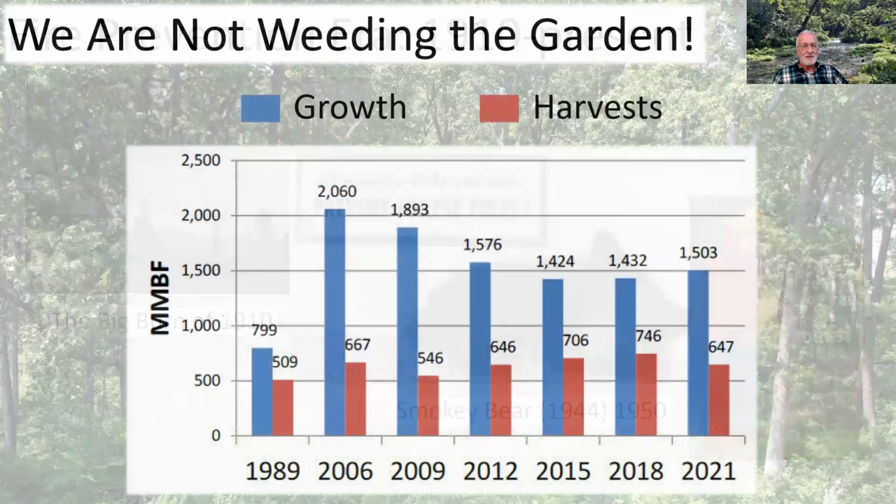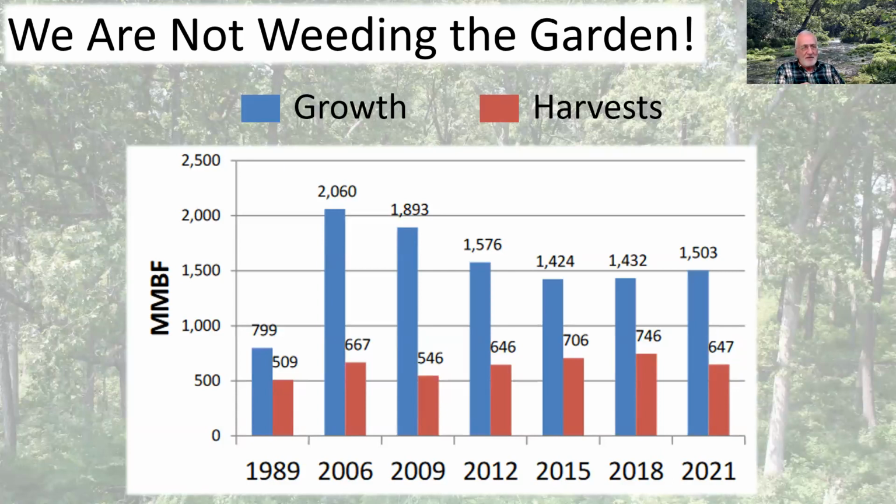So what that leads us to is today. We look back, and the blue bars are growth and the red bars are harvest. If you look at it, we're not weeding the garden. We are growing more wood than we're extracting. And why is that a bad thing? Well, one, it allows the forest to stagnate and not be as resilient and resistant, if you will, to insect and disease attack.